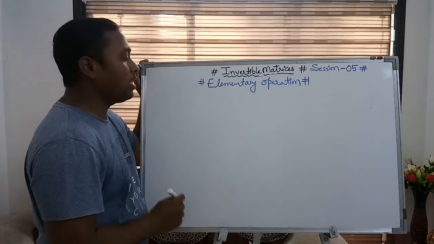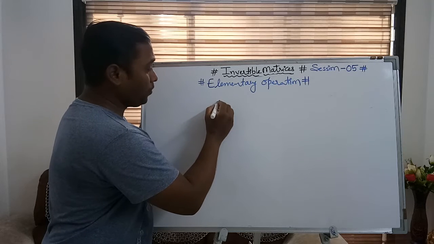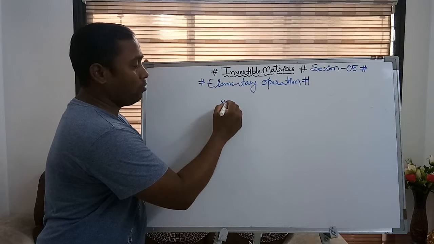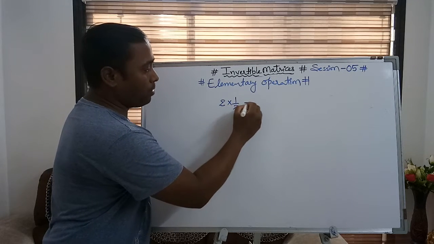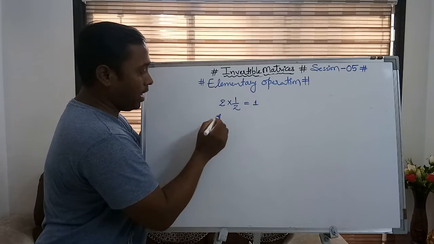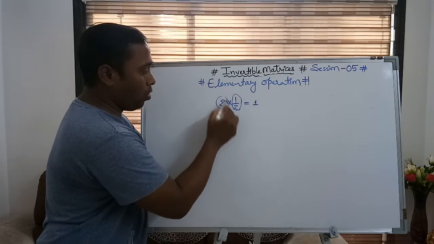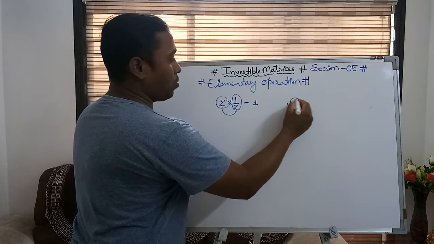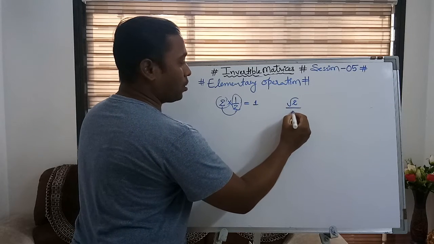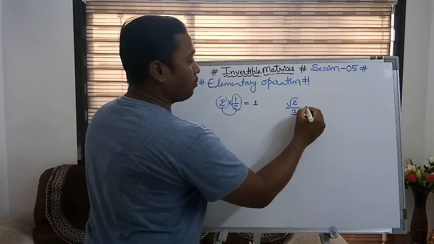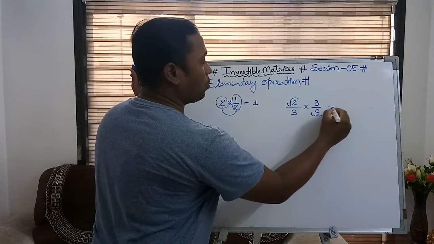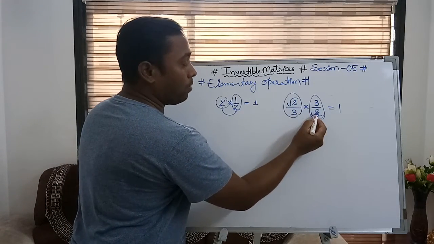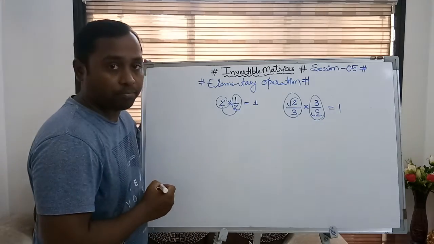Let's try to understand. As we know, if I say the multiplicative inverse of the number 2, definitely you will say, sir, its multiplicative inverse is 1 by 2 because their product will always give 1. So 2 and 1 by 2 are called multiplicative inverses of each other. In a similar way, if I ask what is the multiplicative inverse of root 2 by 3? We'll definitely say, sir, by multiplying with 3 by root 2 you will get 1. Hence root 2 by 3 and 3 by root 2 are called multiplicative inverses of each other.